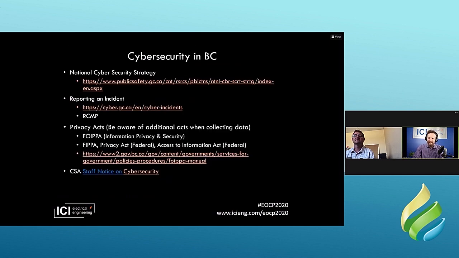So, jumping into cybersecurity in BC, it's bureaucratic. There's a lot of documentation. There's a lot of regulations that apply, specifically for water, wastewater operators. You guys are in the public sector, so just be aware of any privacy acts that may apply to you. In general, there is the National Cybersecurity Strategy, which is part of Public Safety Canada. And there's also cyber.gc.ca. Those are great resources.